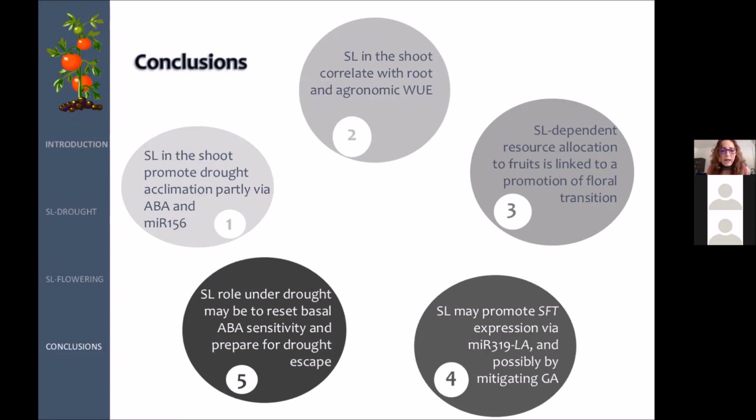And this promotion might go through the module that is articulated around MIR319, lanceolate, and possibly via a mitigation of gibberellin action. And the final thought is that we are starting to see strigolactones as important, not so much as an emergency measure when drought occurs, but rather to reset the plant physiology to cope for the next steps, either another drought stress or drought escape, for example, in flowering.